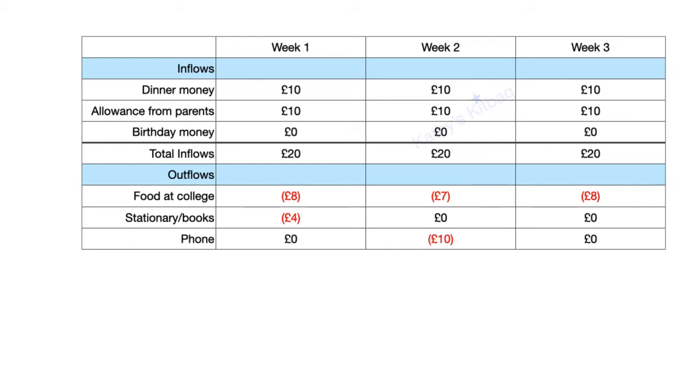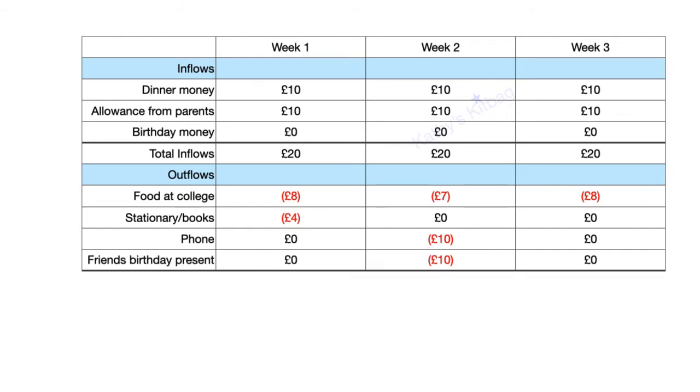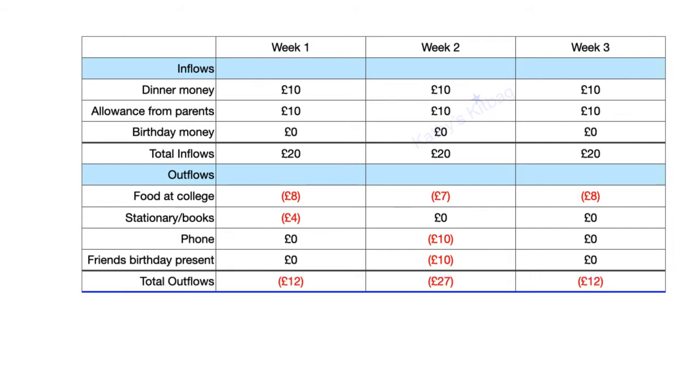And then we've got phone expenditure. Here, we're looking at somebody that maybe tops up their credit every few weeks rather than somebody that's on a regular contract. So here we can see week 2, there's been some expenditure on phone credits. And then finally, more expenditure, another thing that doesn't happen every week: a friend's birthday, £10 spent on a card and present for the friend. So again, we can add these up and we get our outflows.